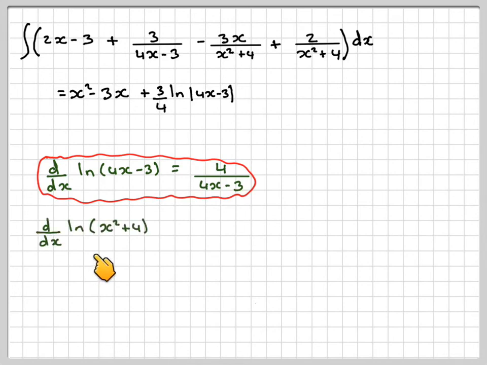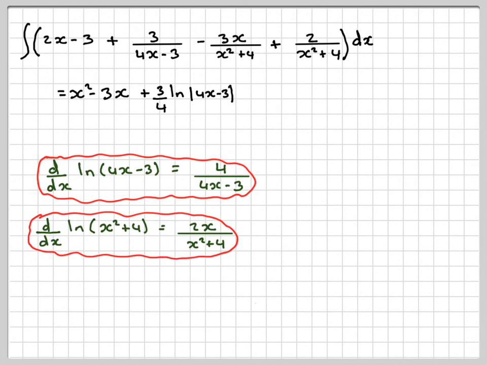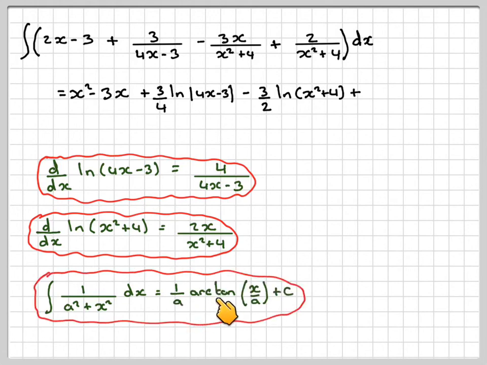Here, the derivative of ln of (x squared plus 4) is 2x over (x squared plus 4). So we've got the 2. We also have to put in the 3 and then ln of (x squared plus 4). Right, this one comes from a standard integral, 1 over (a squared plus x squared). We've got 2 over (x squared plus 2 squared). This is a standard integral, 1 over a arc tan of (x over a) plus c.